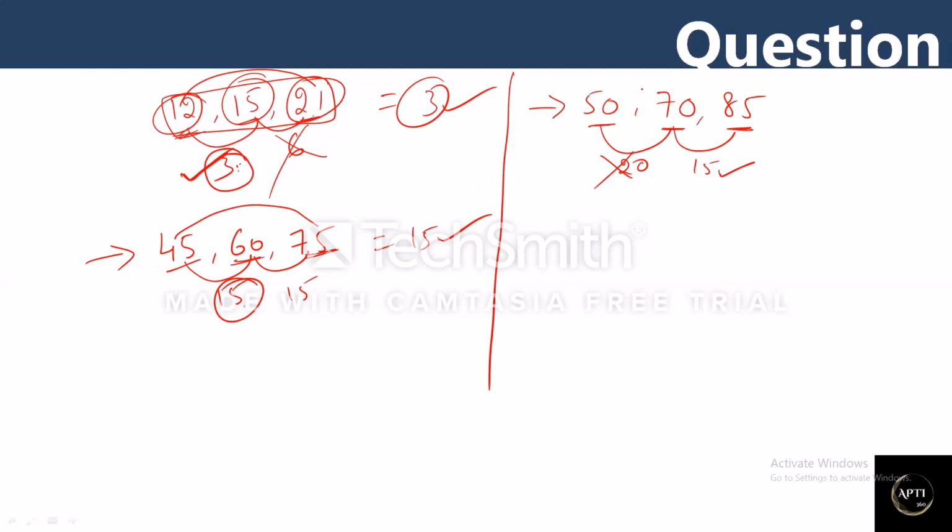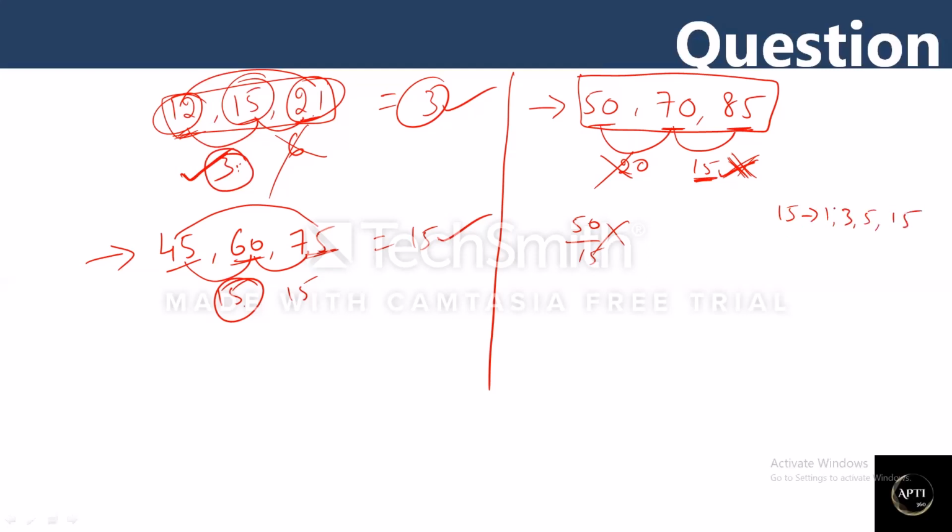We need to cross-check whether the given values are exactly divisible by 15 or not. Now 50 divided by 15 is not divisible. If one number is not satisfied, 15 is not our HCF, so something else is our answer. What will that answer be? Very simple. Here the least difference is not satisfied. What are the factors of 15? 1, 3, 5, 15.